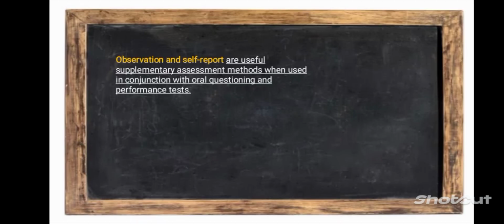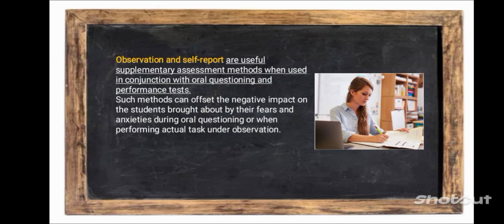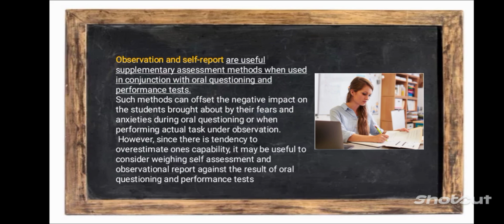Observation and self-report are useful supplementary assessment methods when used in conjunction with oral questioning and performance tests. Such methods can offset the negative impact on the students' growth about their fears and anxieties during oral questioning or when performing actual tests under observation. However, since there is a tendency to overestimate one's capability, it may be useful to consider weighing self-assessment and observational reports against the results of oral questioning and performance tests.